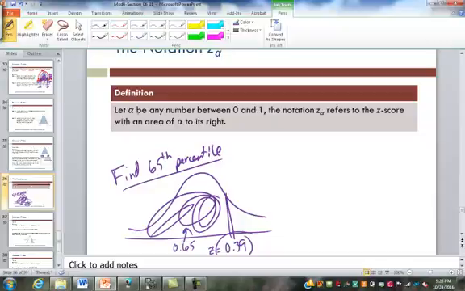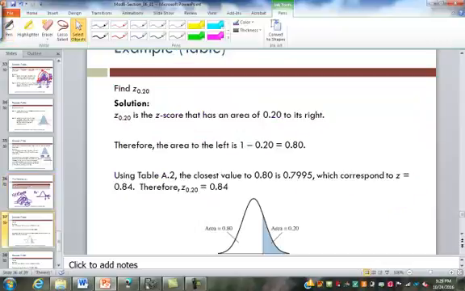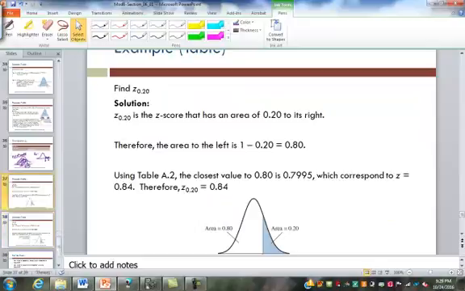Okay, let's get back to the slide here. Let alpha be any number between 0 and 1. So that's a probability. The notation z alpha refers to the z-score with an area of alpha to its right. So z alpha means that this is the z-score that has this area of alpha. That's what that means. And here's their picture illustrating that.